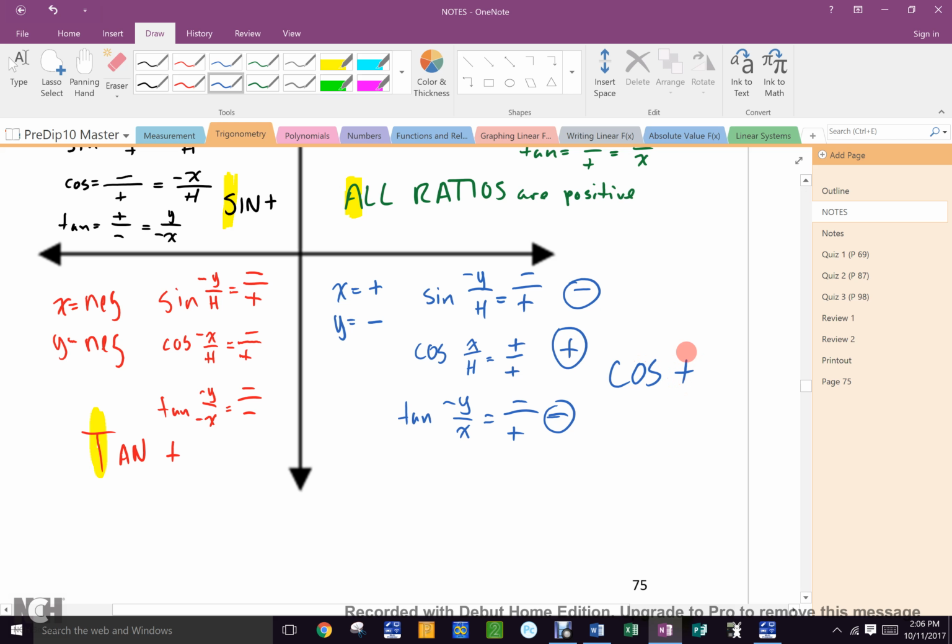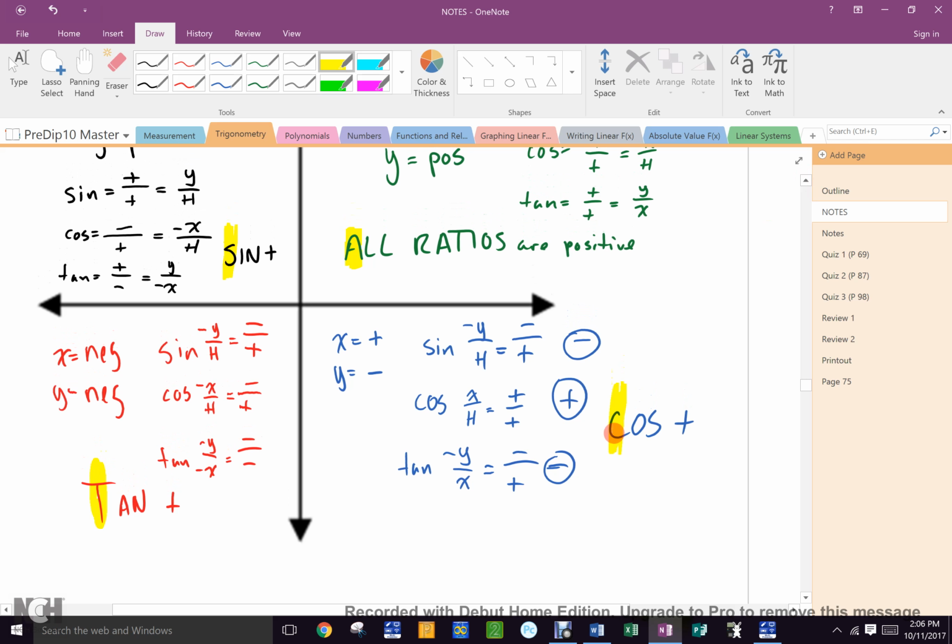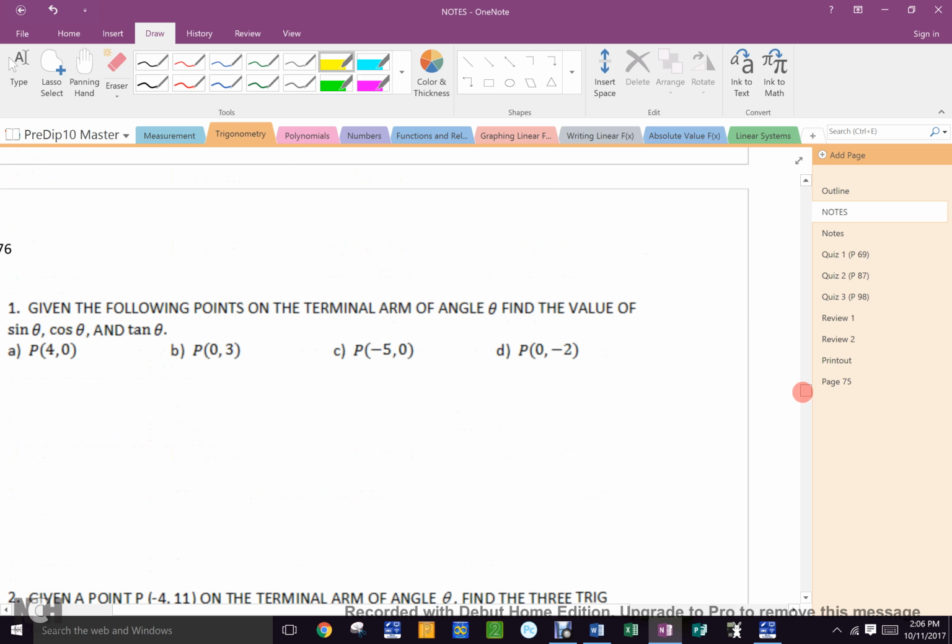Cos is positive, which sets up yet another new memory tool. C-A-S-T. Coses are positive in quadrant 4. All of them are positive in quadrant 1. Sines are positive in quadrant 2. Tans are positive in quadrant 3. Do you have to remember cast? No, because you can just draw it, right?